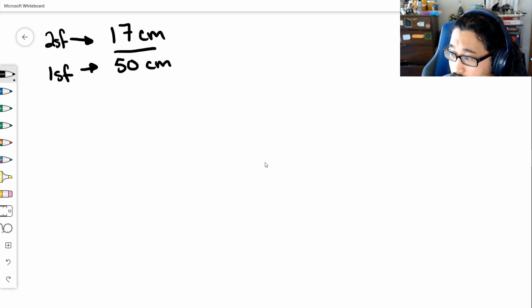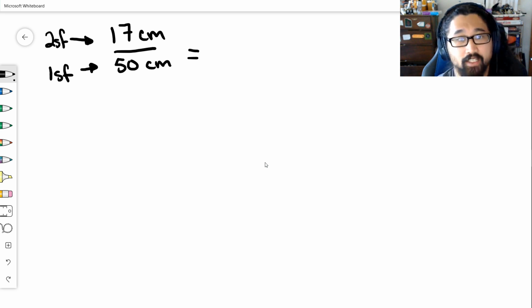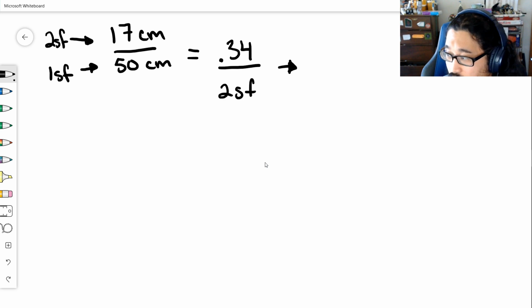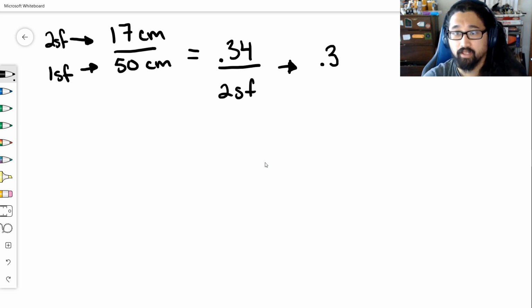So if I do my math, 17 divided by 50, centimeters divided by centimeters, centimeters in the top, centimeters in the bottom, they cancel. My answer is going to be just a number, 0.34. But this number has 2 sig figs, so I need to make it 1. I will simply round it to 0.3. That has exactly 1 sig fig. Easy peasy so far.